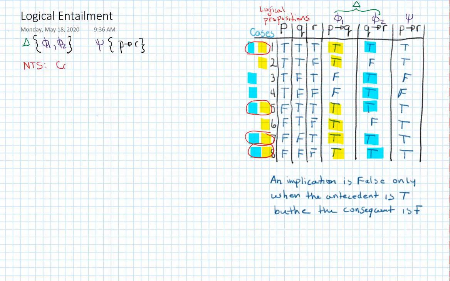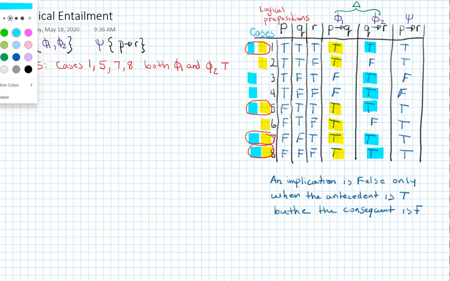In cases 1, 5, 7, and 8, both phi 1 and phi 2 are true. Okay, that's the cases where they're both true. Now, using another color, let's highlight all the points where psi is true.